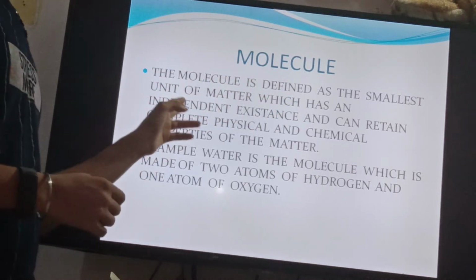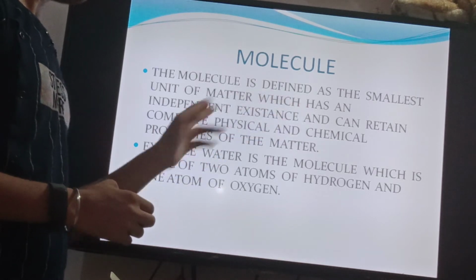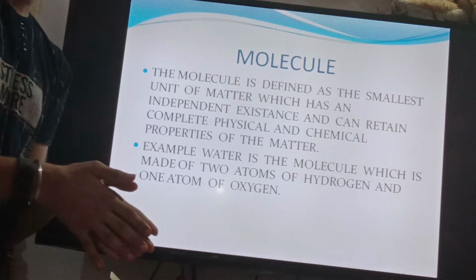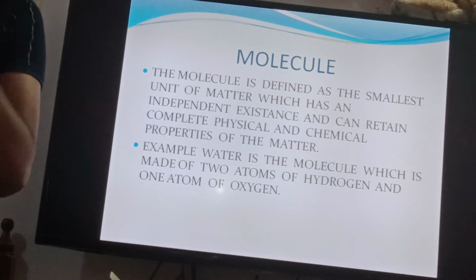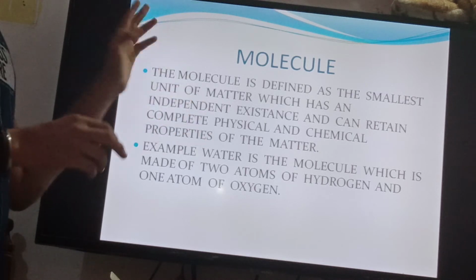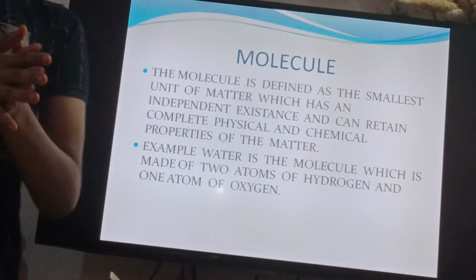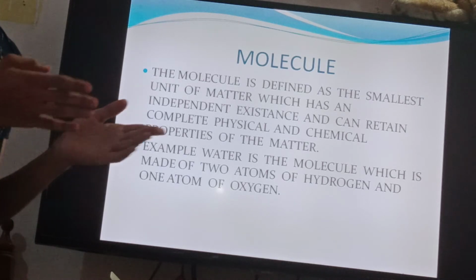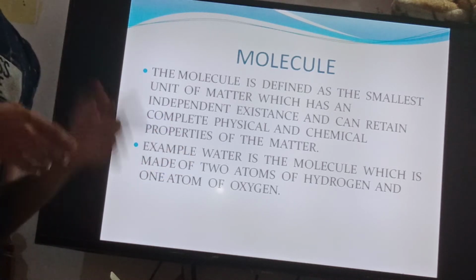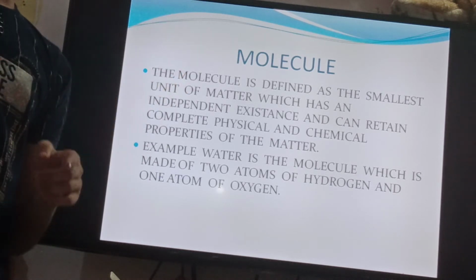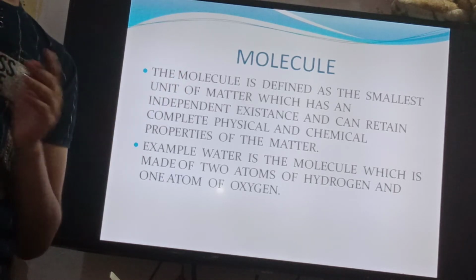ठीक है, and it can retain the physical and chemical properties of the matter. Means every property, physical properties of the matter and the chemical properties of the matter, दोनों में ये रह सकता है. Okay, example, take water is a molecule. Okay, तो शायद मैंने बता दिया, I don't remember actually, फिर से बता देता हूँ. Water is made up of H2O, 2 atoms of hydrogen and 1 atom of oxygen. So it is a molecule.